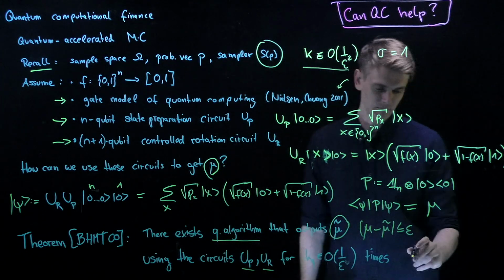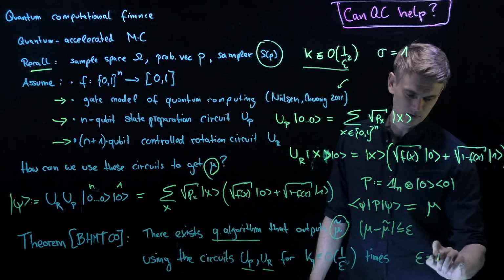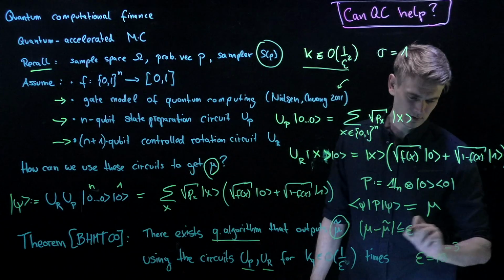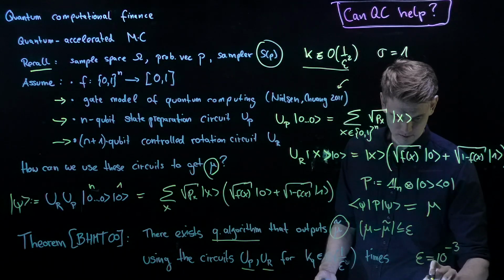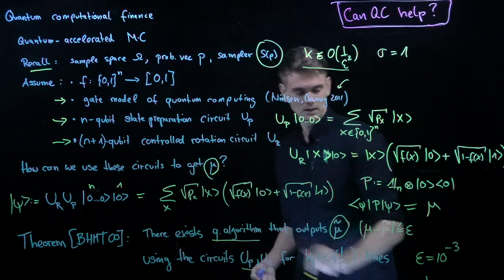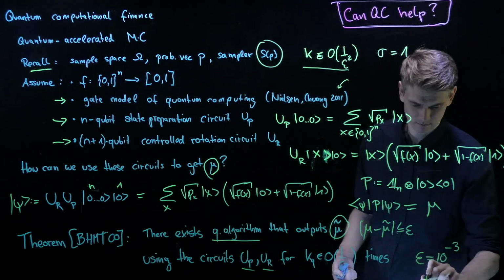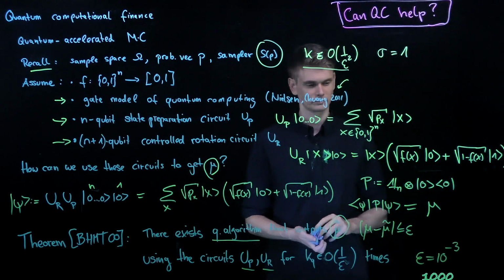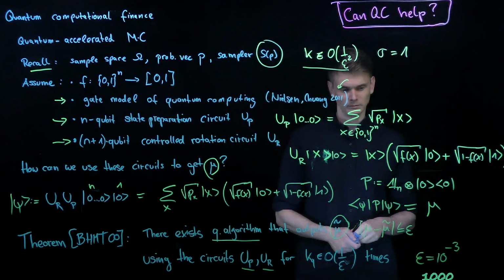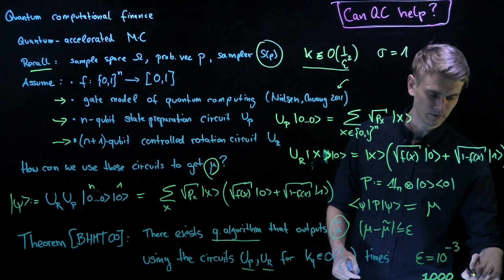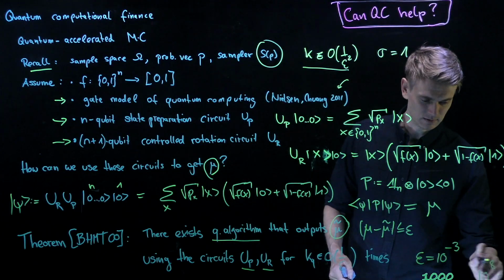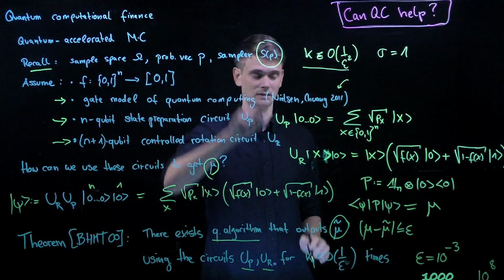Let's look at an example. Again, if we want to have epsilon as 10 to the minus 3, that would give us that we need to access these circuits 1,000 times. Hence, that is much better than what we had before, where we had 10 to the 8 times that we accessed our classical sampler S.